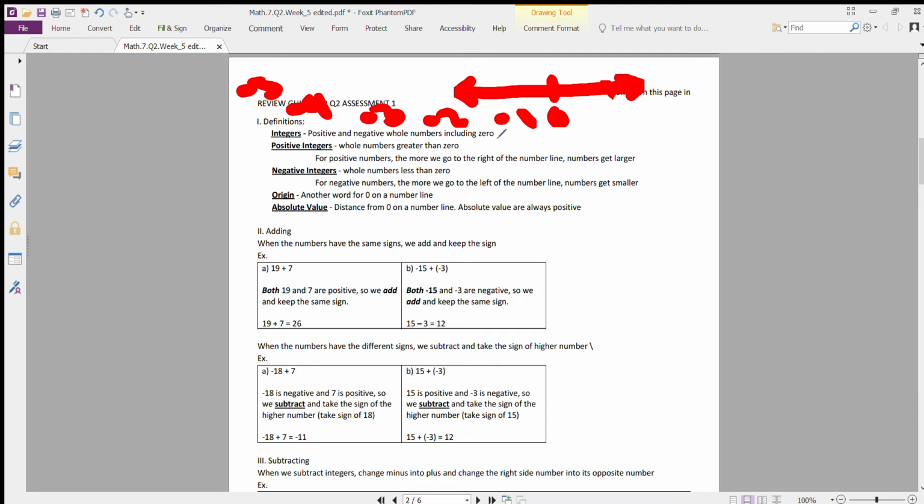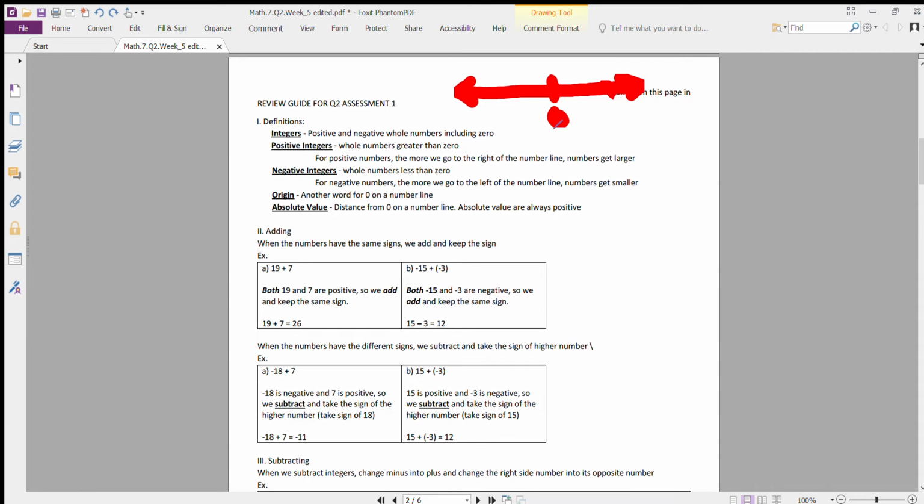So the more you go to the left, it gets smaller. The number looks bigger, but the value is negative. Again, think of a positive number as the money you have right now, and a negative number as the money you owe. The more money you owe, the less money you have, right? But the more money you have, the more money you have. It's pretty straightforward.